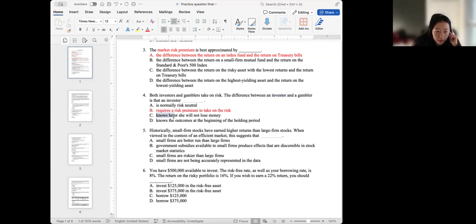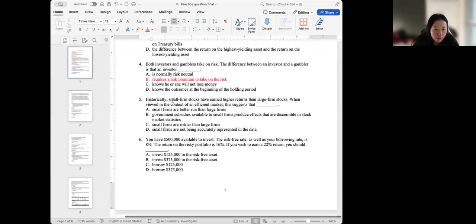And C, investor knows he or she will not lose money. This is not correct. As long as it's a risky investment, they will have a chance to lose money, and the investor is aware of that. D, knows the outcome at the beginning of the holding period. Risky asset investment returns cannot be predicted. You can expect a return, but nothing can say it for sure, because there is volatility and uncertainty out there, and we are not able to know the outcome at the beginning of the holding period.